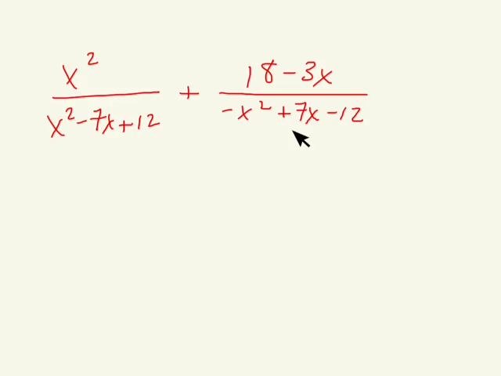See, these are the opposites of these. You remember how you factor a negative 1 out? So we are going to factor a negative 1 out here. So negative, this becomes x squared minus 7x plus 12.